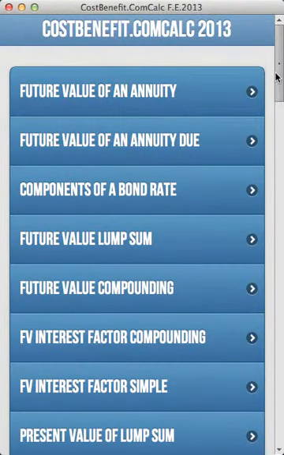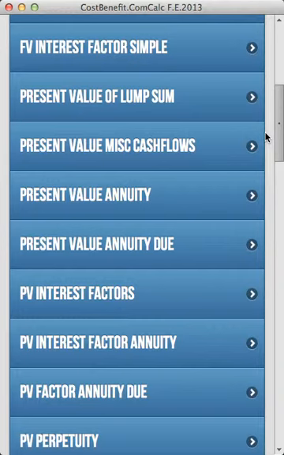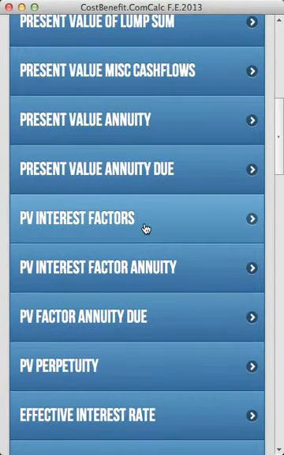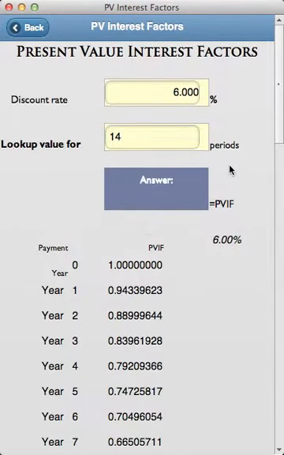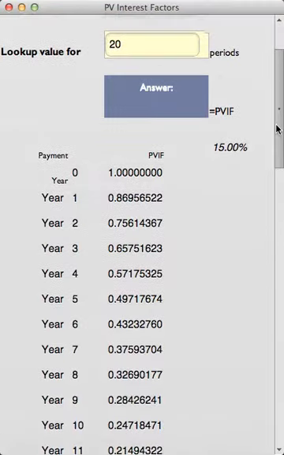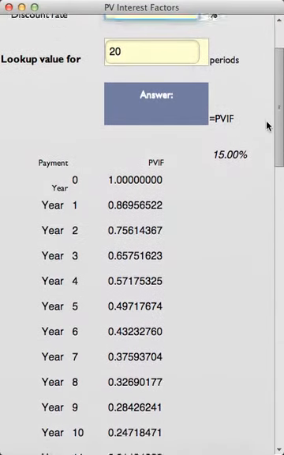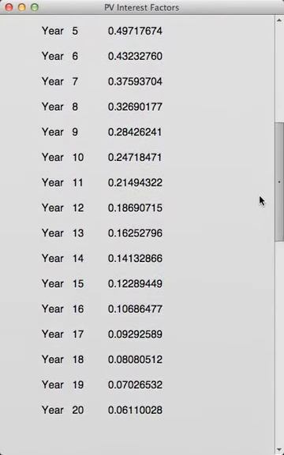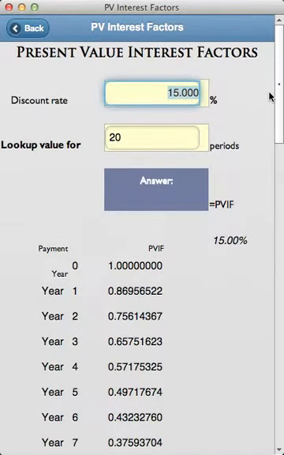Let me just give you a couple more examples. No more need to just go to a table. Just enter in the discount rate, let's say 15% discount rate, and for 20 periods. And guess what? We now see the present value interest factors for each of those years. It doesn't get any easier than that, folks.